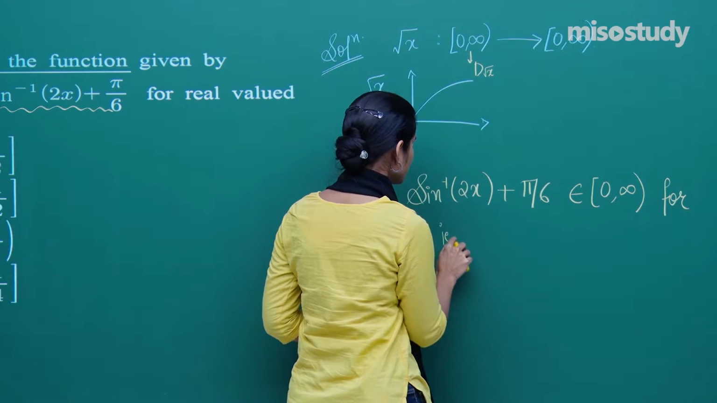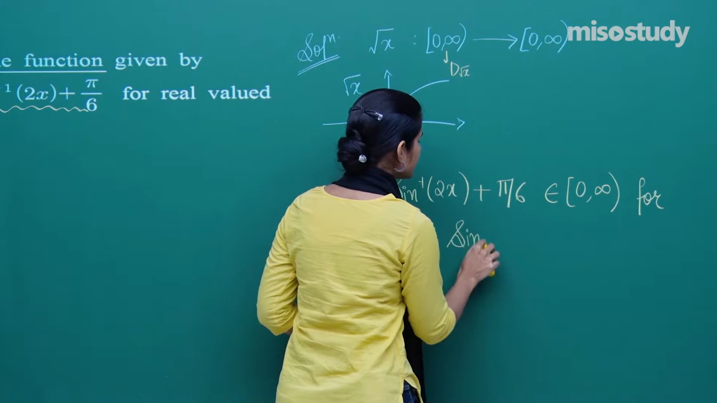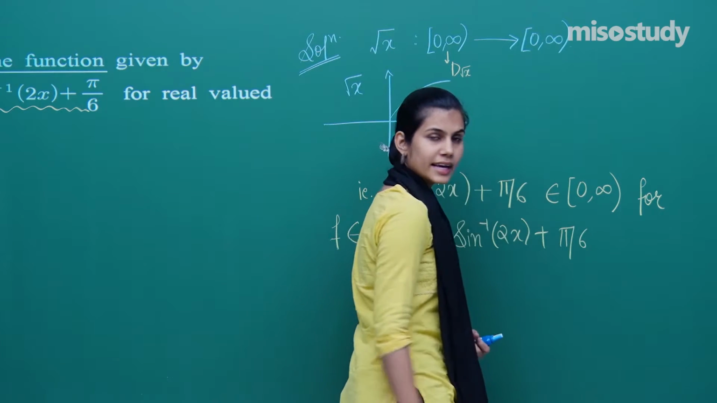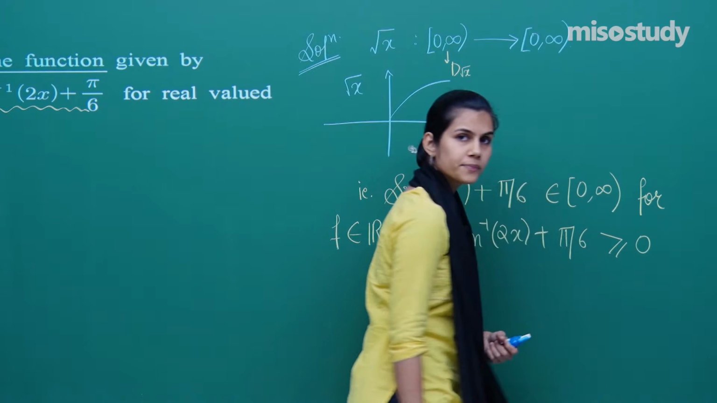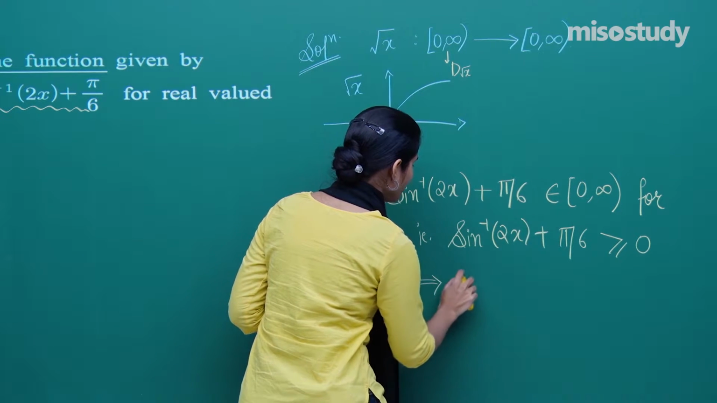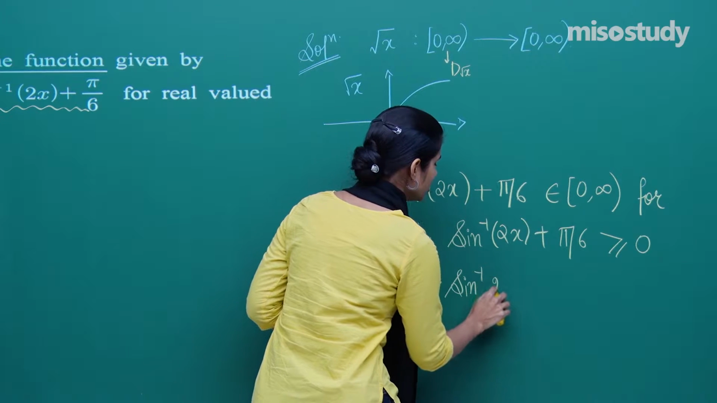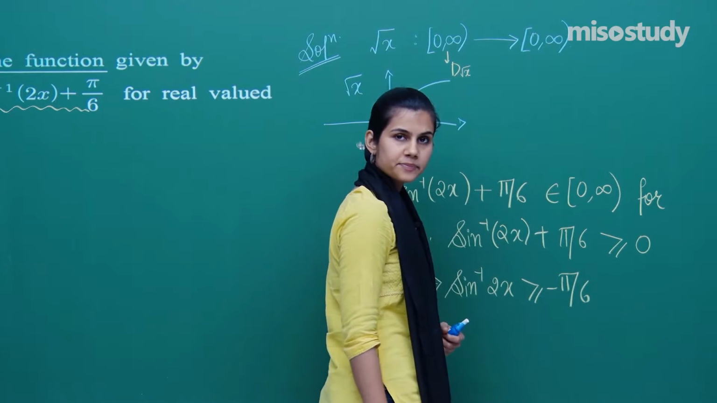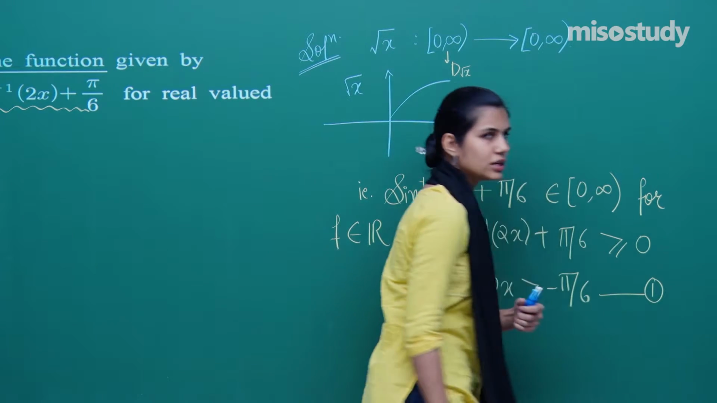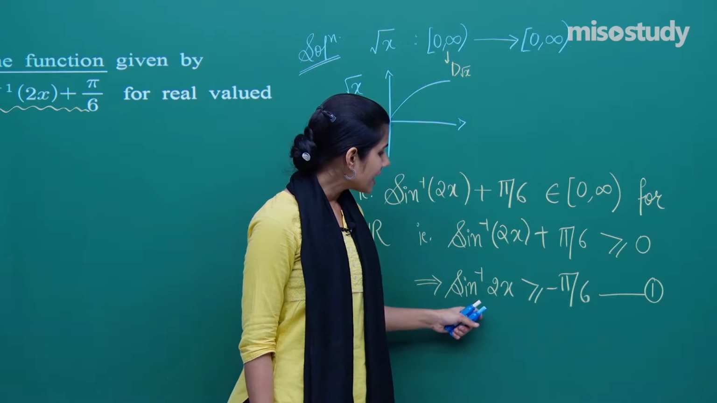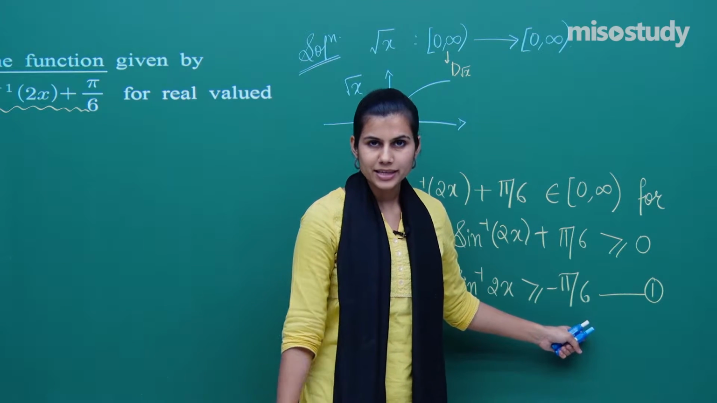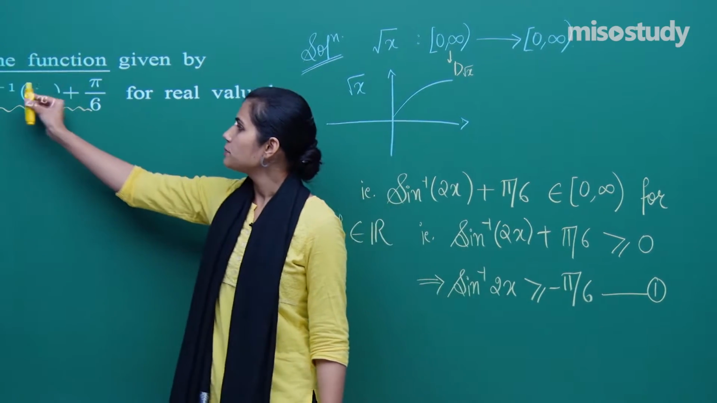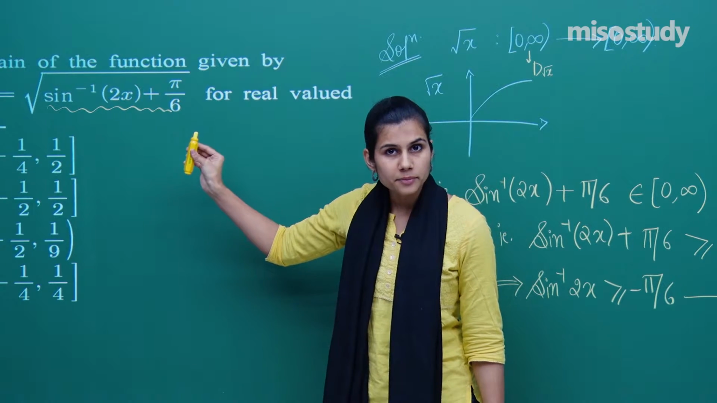Which means sine inverse 2x plus pi by 6 is greater than or equal to 0, which now means that sine inverse 2x is greater than or equal to minus pi by 6. Let me mark this as equation number 1. This should hold for the under root of this expression to come out to be real.